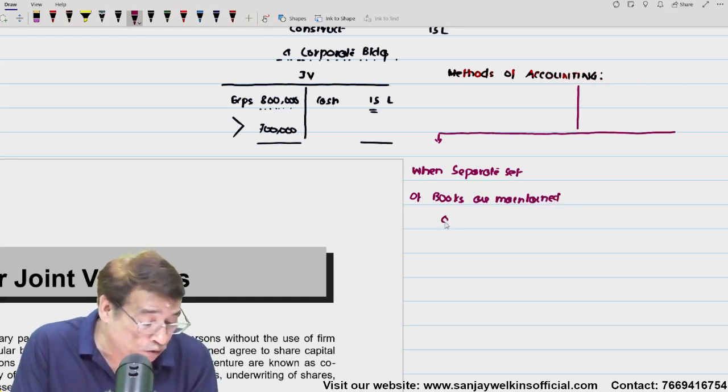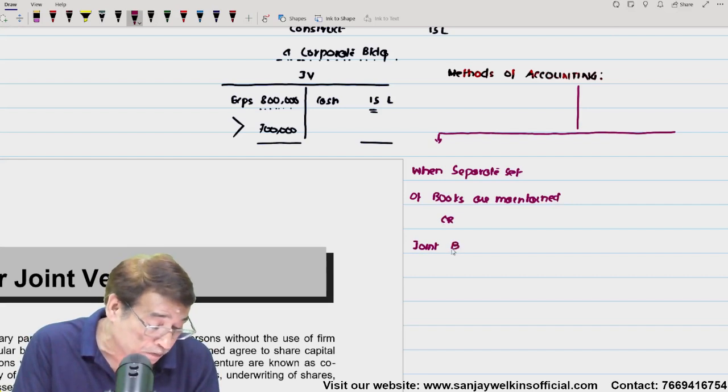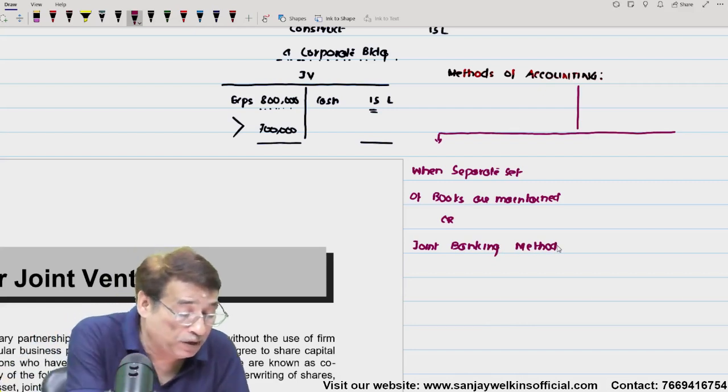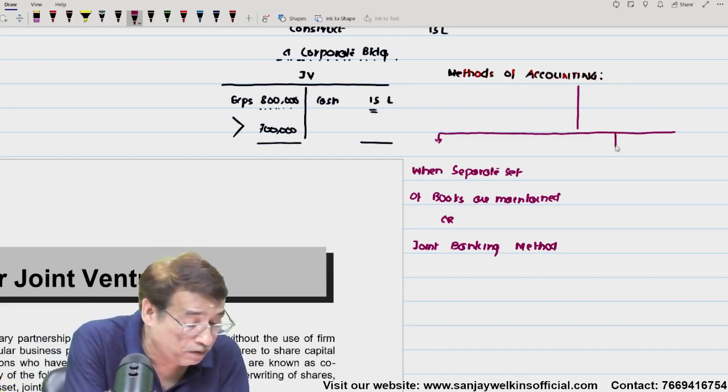This method is also known as joint banking method. Then apart from this, there is a second method.